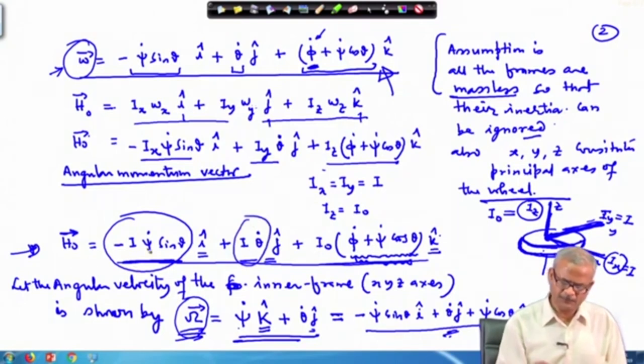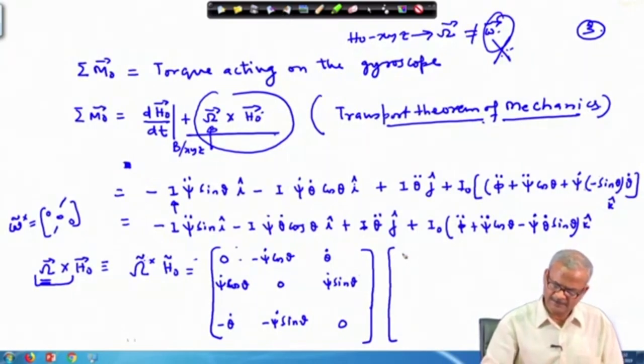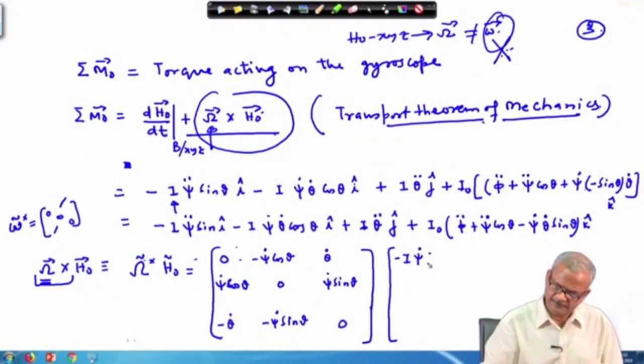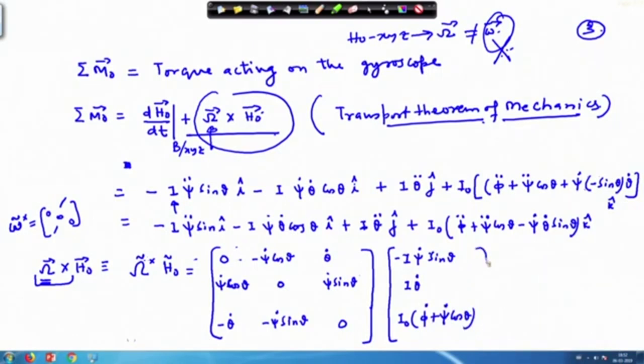So, we have to put accordingly, okay, minus I times psi dot, this is sin theta, okay. So, sin theta will appear here, okay. The second part was I times theta dot, so that goes here, and the third part is I 0 times phi dot plus psi dot cos theta, okay.